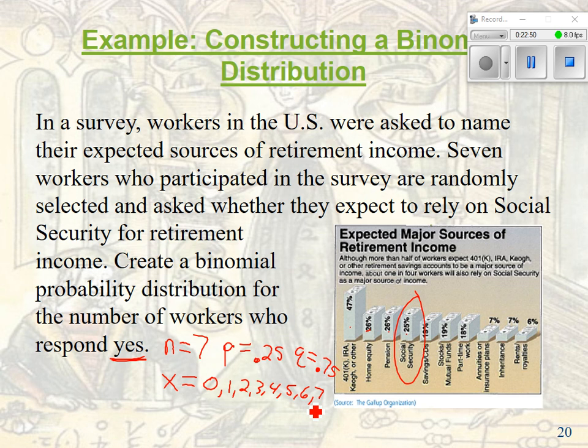So when you're creating this chart, this is what you're going to do. You're going to have this chart. We got X here, 0, 1, 2, 3, 4, 5, 6, 7, and these are a whole lot of fun because you're doing the same thing over and over again. So grab your calculators and we're going to do this real quick. And I'm going to show you how to do it using the formula.